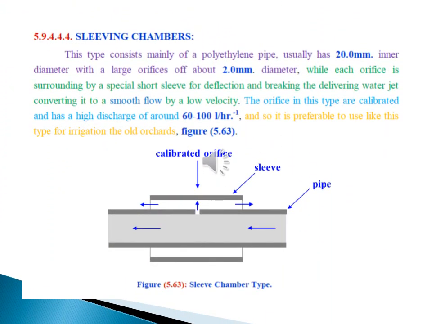Sleeving chamber. This type consists mainly of polyethylene pipe, usually with 20 mm inner diameter, with large orifices of about 2 mm diameter, while each orifice is surrounded by a special short sleeve for deflecting and breaking the water jet, converting it to a smooth flow at low velocity. The orifices in this type are calibrated and have a high discharge of around 60 up to 100 liters per hour, and so it is preferable to use for irrigation, as you see in the enclosed figure.